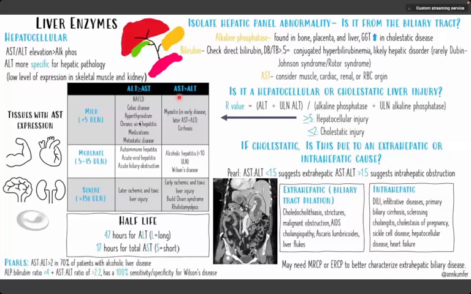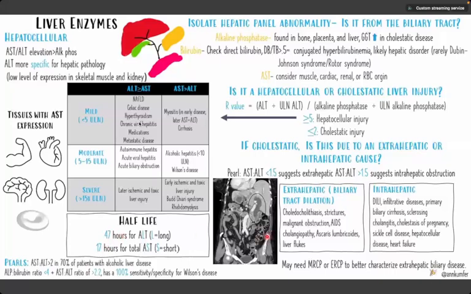So if you've got myositis, you expect there to be a mild bump in the AST, right? And alcohol was the other thing that caused the AST to be higher than the ALT, so alcoholic hepatitis. Wilson's can do it, as well as if it's severe, Budd-Chiari, rhabdomyolysis, okay? Remember, guys, the half-life for ALT is long, 47 hours, and for AST is short. A nice way of remembering that: ALT, L for long; AST, S for short. So the half-life of AST is much shorter than that of ALT, okay?